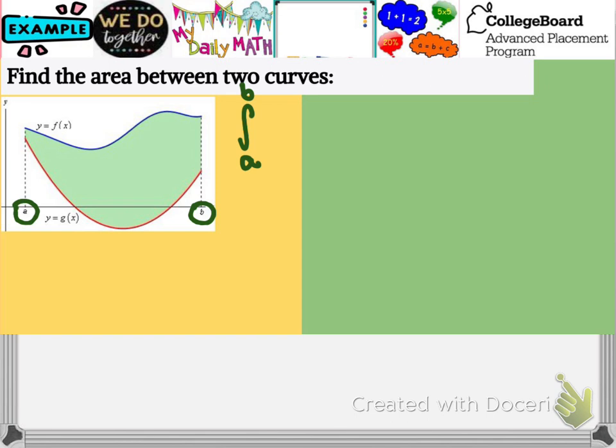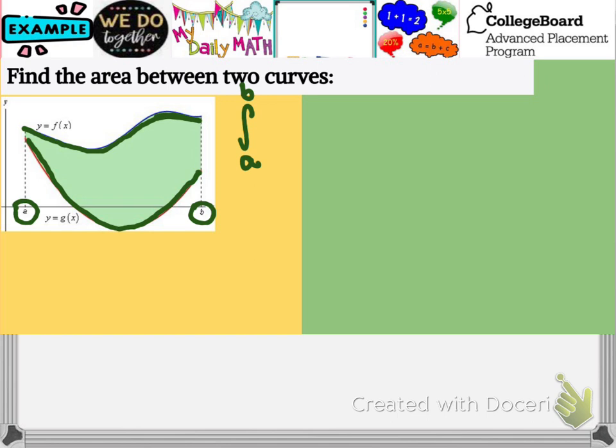Sometimes the boundaries they're looking for are the intersections of the two graphs. Now, after you've identified your lower and upper boundary, you want to set up your expression by subtracting the lower graph from the upper graph. The upper graph is the one that bounds the region above the curve. And the lower graph will be the graph that bounds the region below.